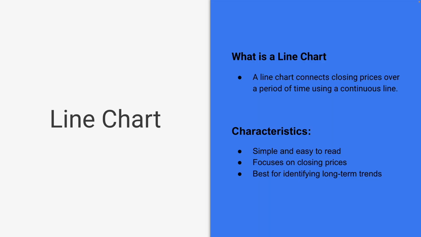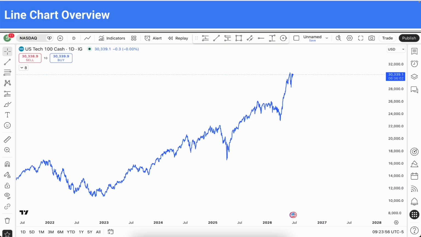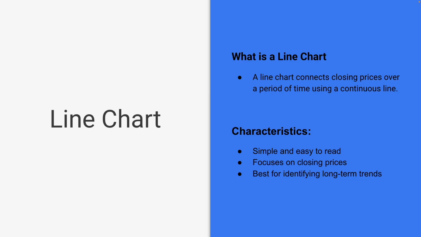It helps investors quickly identify the overall market direction without having too many details. The characteristics are that it's simple and easy to read. As you can see, it's very simple. The focus is on the closing price, and it's best for identifying long-term trends. So if you are a long-term trader, you can use a line chart.